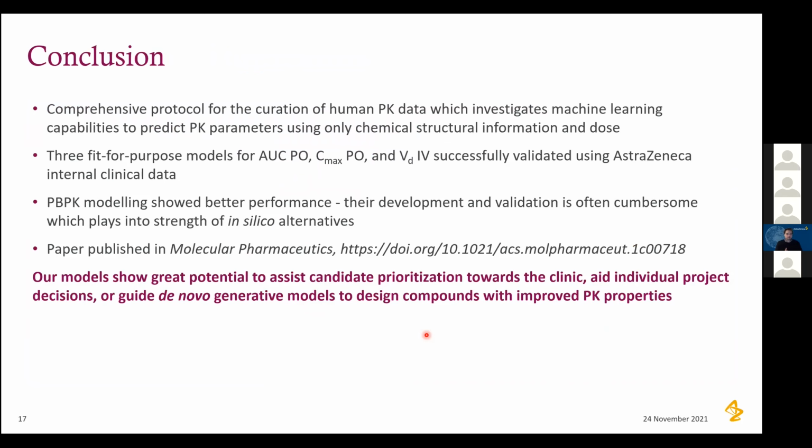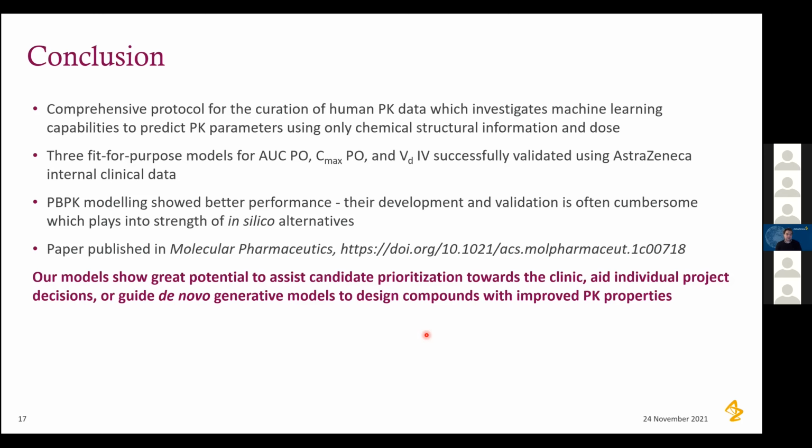So to conclude, we established a comprehensive protocol for cleaning human PK data, which can be used for machine learning purposes. And we can do it also from just chemical structure and dose. Among the 12 parameters we extracted, we could train 3 fit-for-purpose models, namely for AUC, Cmax, and volume of distribution. And we could also successfully validate it on internal AstraZeneca data.